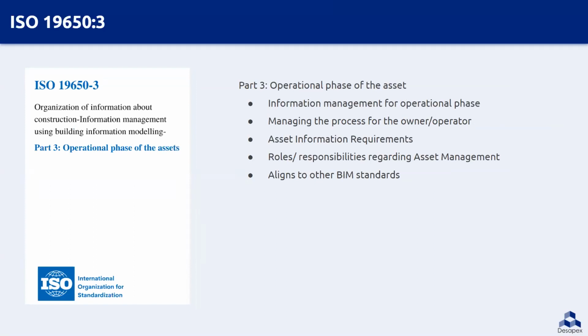So Part 3 of ISO 19650 describes the activities and documents required during the operational phase of the project. It covers key topics like support and guidance for information management at the operation phase, guidance towards managing the processes for the owner or operator, guidance towards roles and responsibilities regarding asset management, defines asset information requirements, and information about other BIM standards is covered in this part.